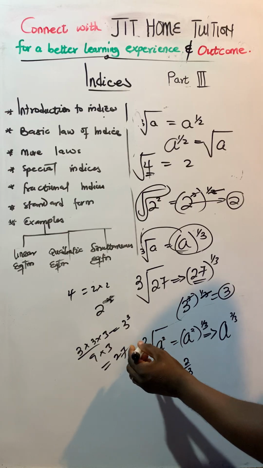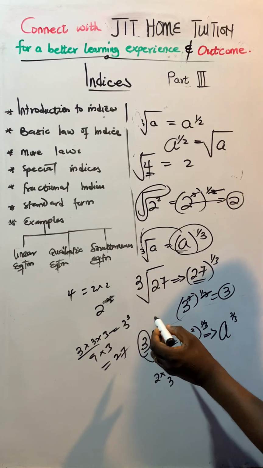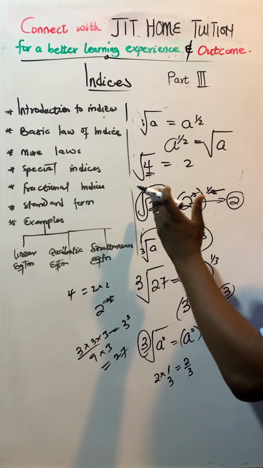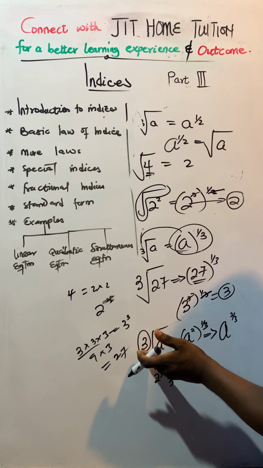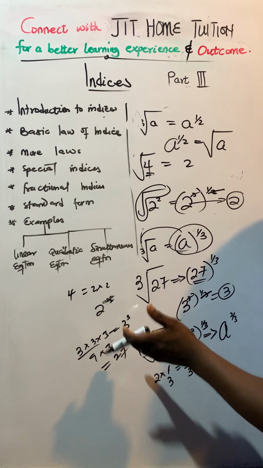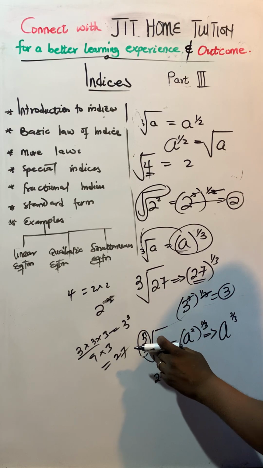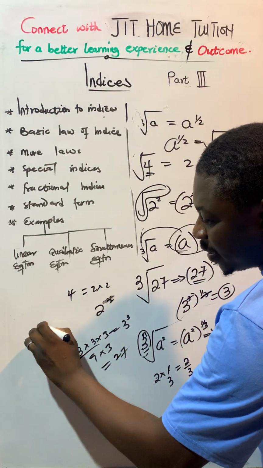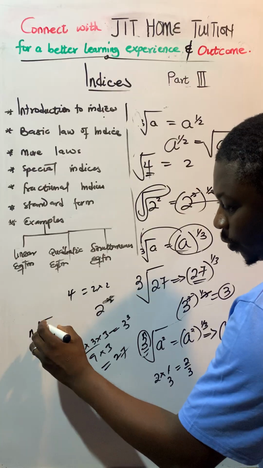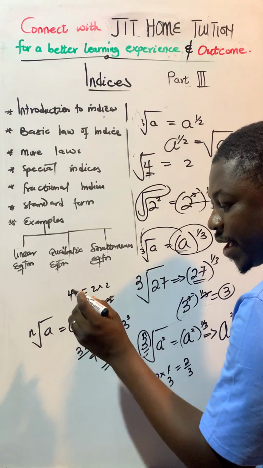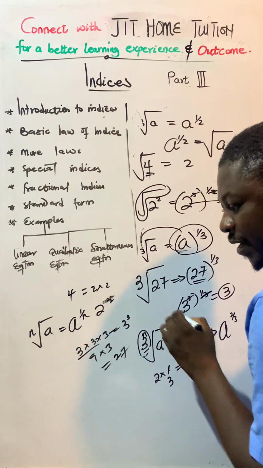So here I am using numbers. But let's say that we didn't know the numbers, whether it was square root, cube root, fourth root, or whatever, we will represent it by a letter. So in this case, you have the nth root of, let's say, a. So that will become a exponent 1 over n.